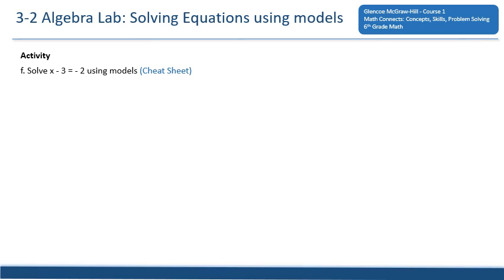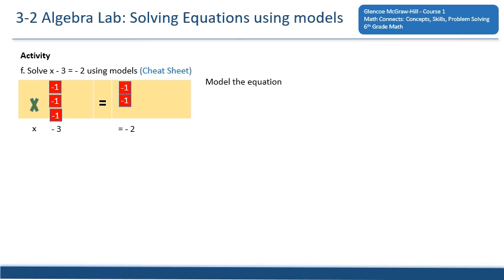Solve x minus 3 equals negative 2 using models. So we'll use algebraic tiles again. There's our x, and we have negative 3, and we have equals negative 2. So we have x minus 3 equals negative 2.